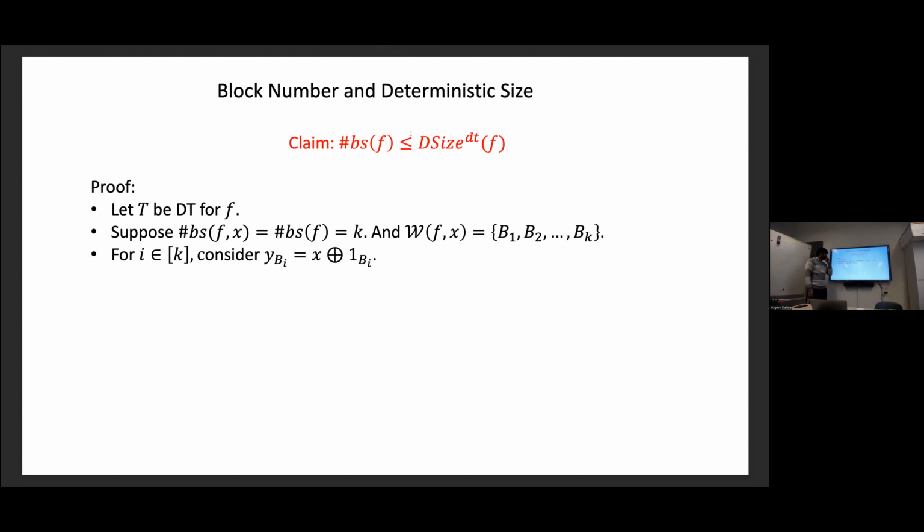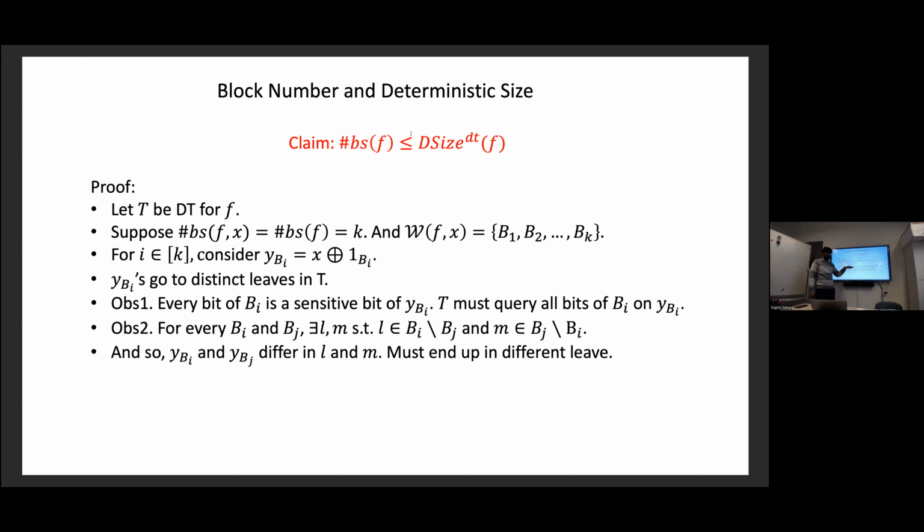And this is, so let's start with some decision tree which computes our function. And let's choose the input which achieves the block number. And let's say there are k minimally disjoint blocks at that input. And let those blocks be B1, B2 to Bk. And consider the following inputs. Take your input X and flip these sensitive blocks. These are these k inputs. Now my claim is that all these inputs must go to distinct leaves. And that's essentially because of minimality.